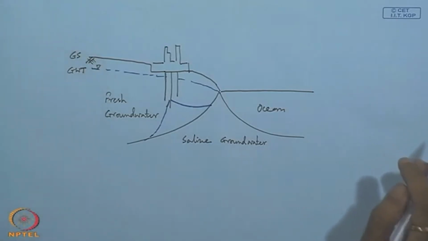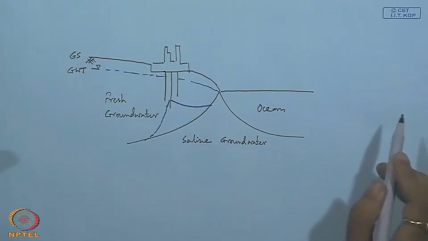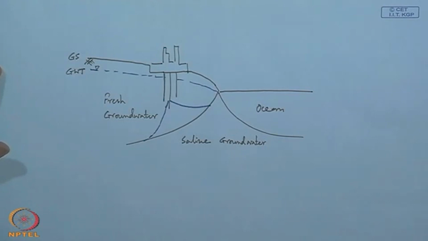Second one, we talked about this mining, gas and oil. Most of the cases we see that mining operations are usually carried out near coastal regions, that can significantly affect our fresh groundwater aquifers.